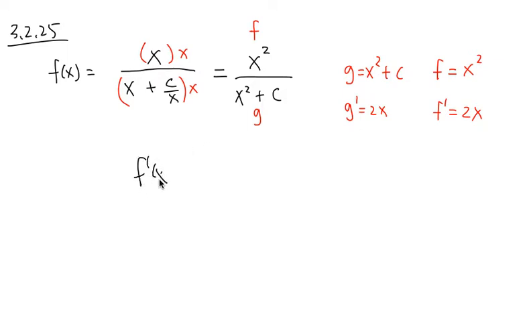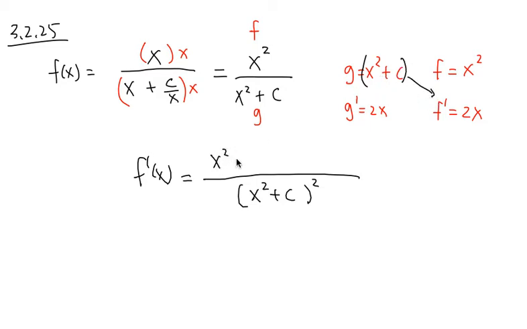So for f prime of x, before I forget, let me square the denominator. I'm looking at this part because these two expressions are equivalent. I will square the denominator. I will get x squared plus c raised to the second power. And then on the top, I'm going to pair this one up with that. So I'm going to get x squared plus c, parentheses, times 2x. And you subtract for the quotient rule. You subtract, you pair up x squared with that. So x squared times 2x, like that.